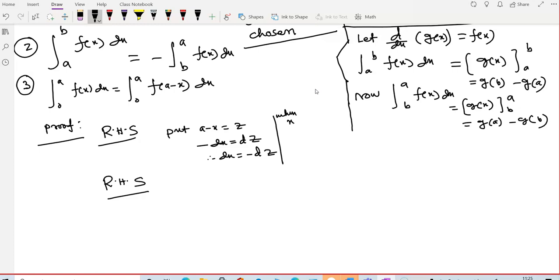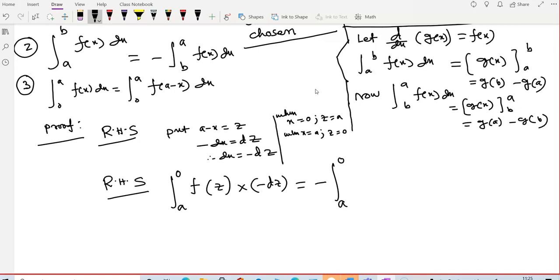When x equal to 0, you put x equal to 0 here, what do you get? This implies z equal to a. When x equal to a, z is going to be 0. So RHS is going to be integral a to 0 of f(a minus x) which is f(z), you just substitute there, and dx is minus dz. So this is going to be minus integral a to 0.